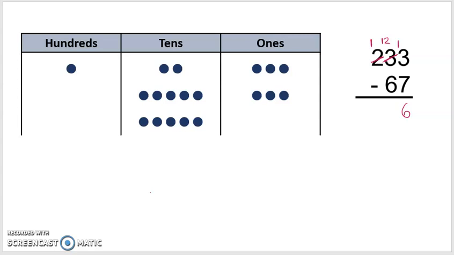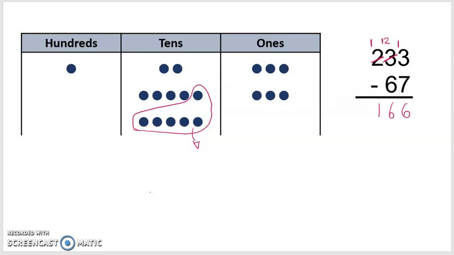All right, to finish this off, we need to take 6 tens from the 12 that are there. So here are 6 tens right there, which I'm going to take away as a takeaway model, leaving me with 6 tens. I'm not taking any hundreds away, so I have 1 hundred. And that means that in sum, I guess in difference rather, 233 minus 67 is 167.